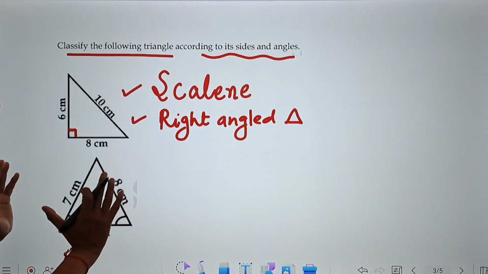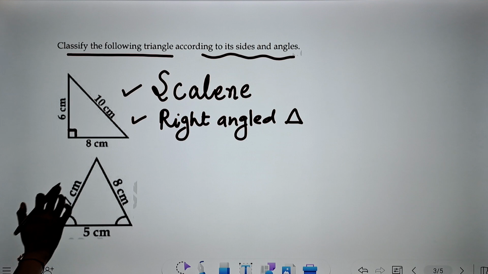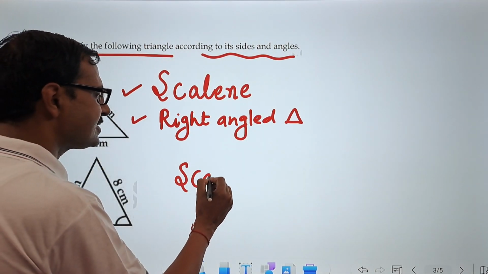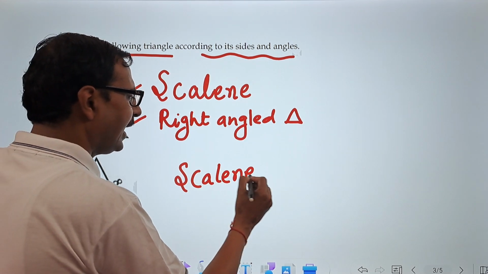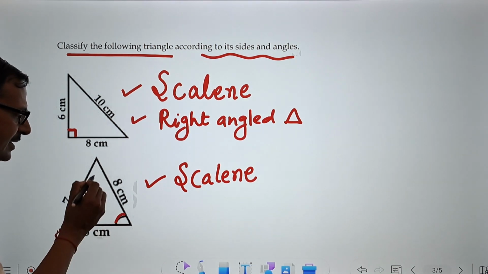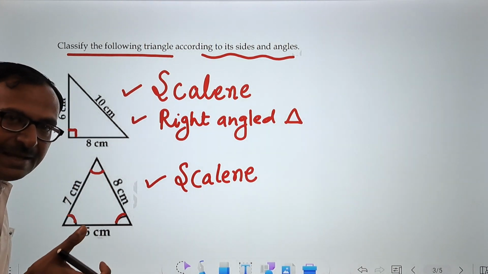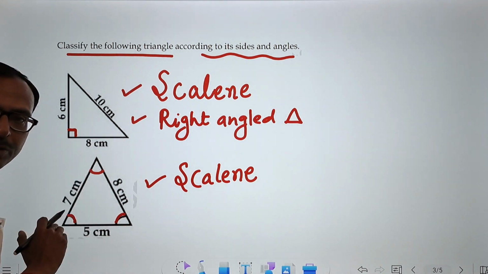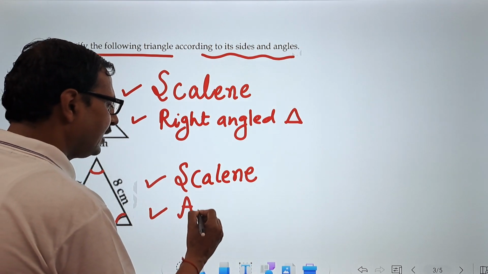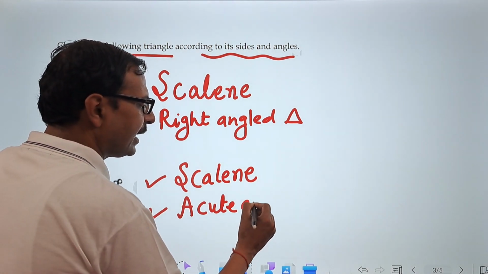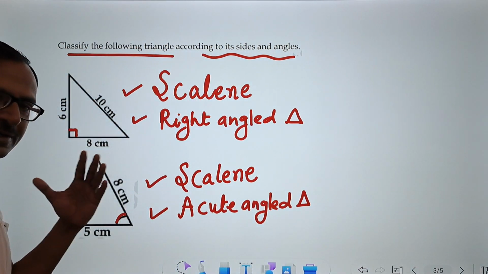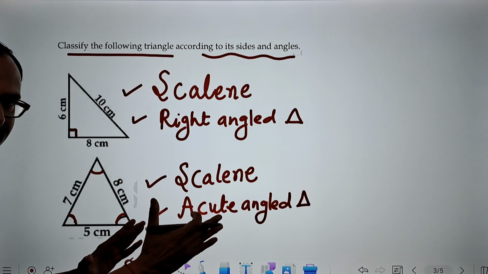Right angled triangle. So based on the sides it is scalene, and based on the angle it is right angled triangle. Likewise in the second figure you can see 5, 7 and 8. All the three sides are of different length. So again this triangle is a scalene triangle. And what about the angles? This angle and this angle, they are not 90 or more than 90. They are all acute. That means less than 90, and therefore the triangle can be termed as an acute angled triangle. Acute angled triangle. So based on the side and based on the angles.